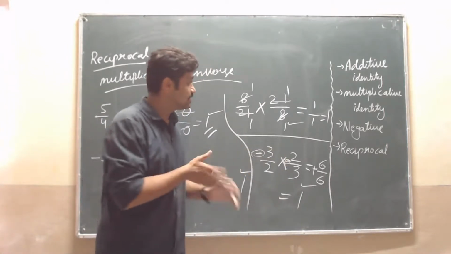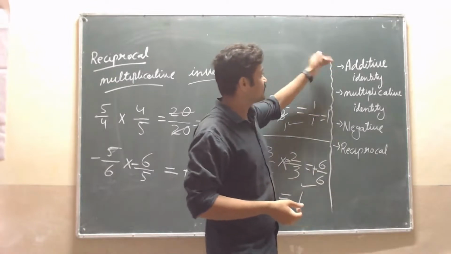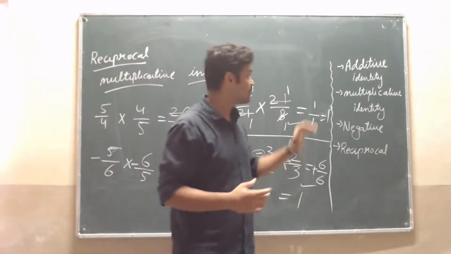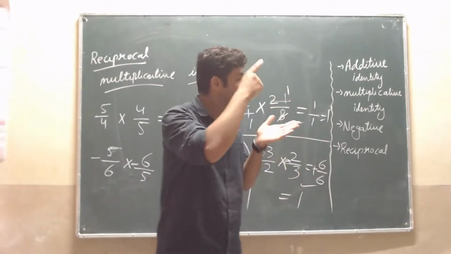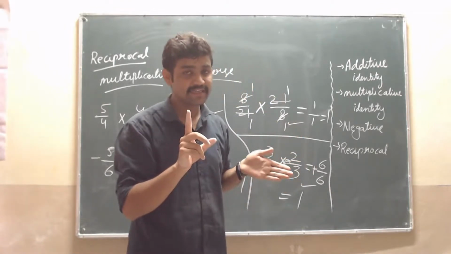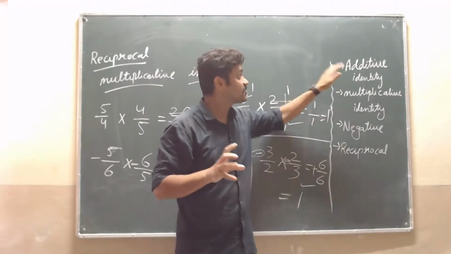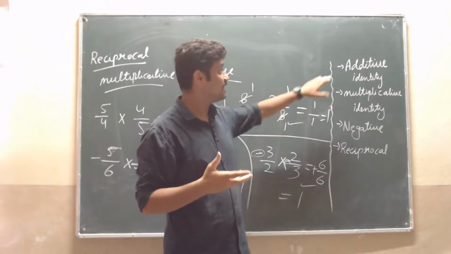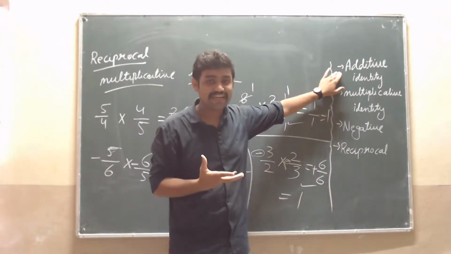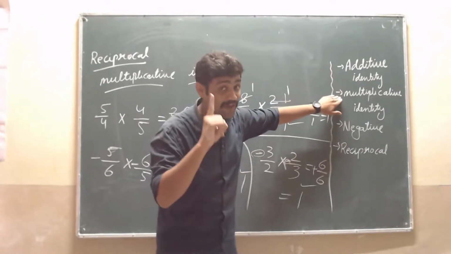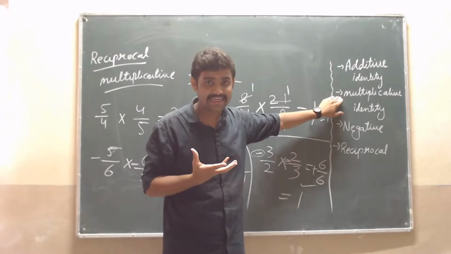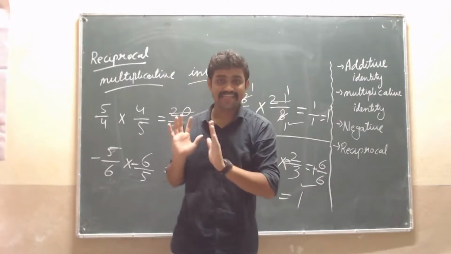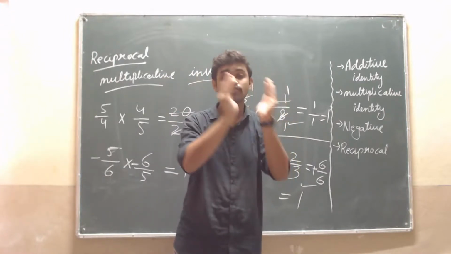Understood? In this video we have studied additive identity, multiplicative identity, negative as well as reciprocal. Revise within 5 minutes. Additive identity: 0 will be the additive identity, which gives the same number. That's why 0 is the additive identity for rational numbers. Then 1 will be the multiplicative identity for rational numbers. Then about negative, we have to change the sign. If it is minus 5 by 4, it changes to plus 5 by 4.